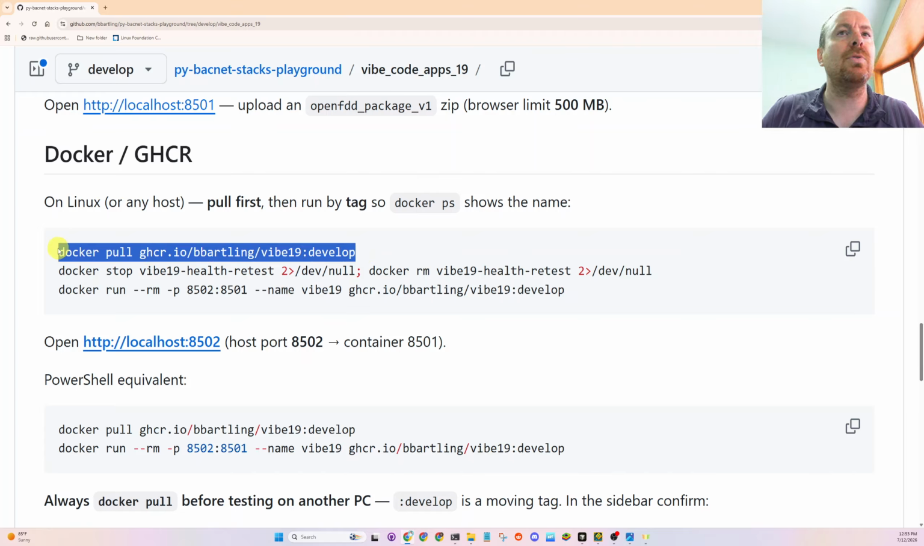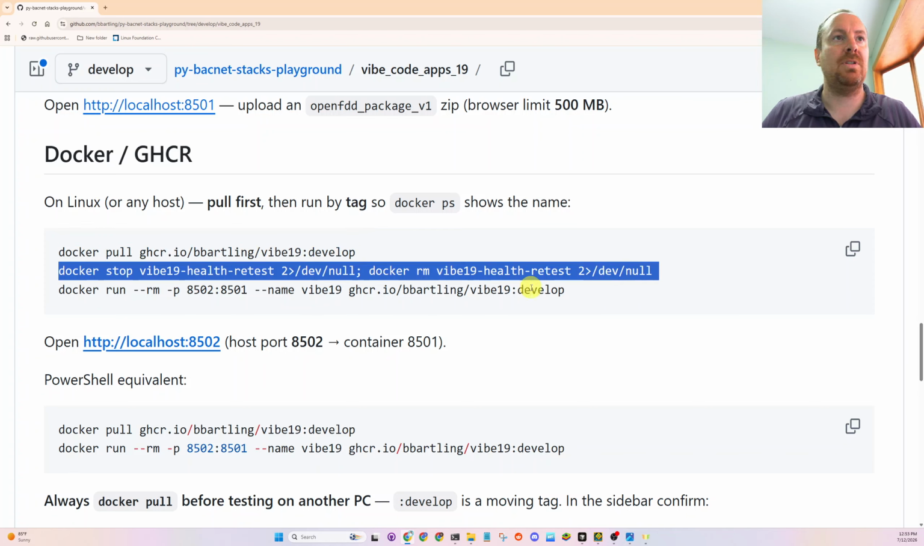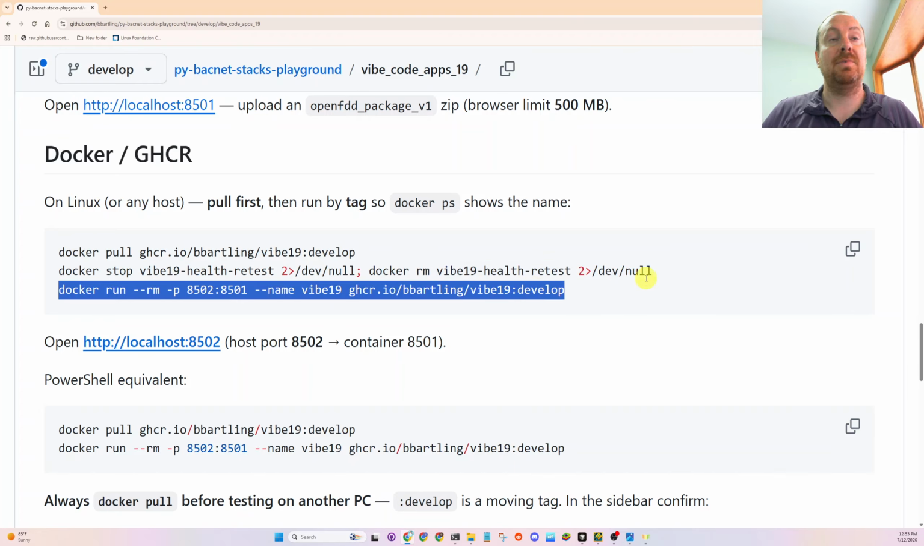This is going to pull the latest Docker container that I showed you, and then stop any previous ones, and then it's going to run it. That's how easy. That's the power of Docker.